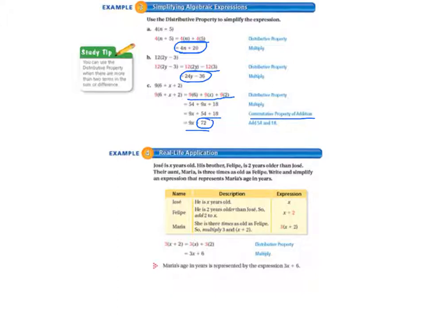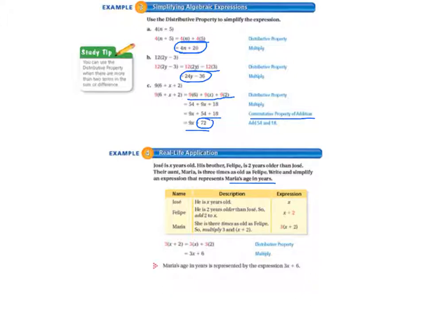Our real-life application is in example 4. Jose is x years old. His brother Felipe is 2 years older than Jose. Their aunt Maria is 3 times as old as Felipe. Write and simplify an expression that represents Maria's age in years.